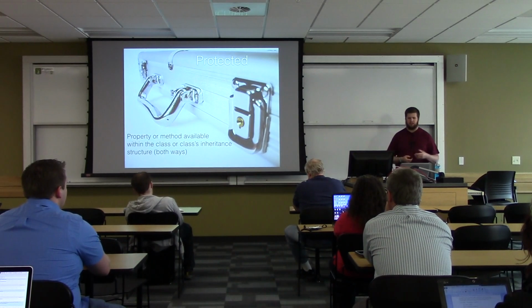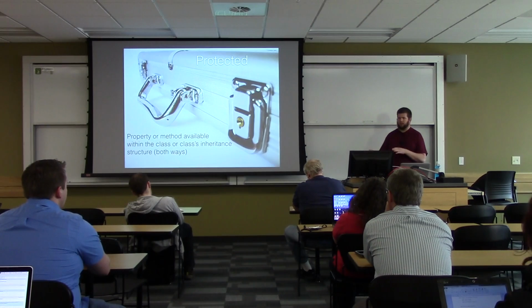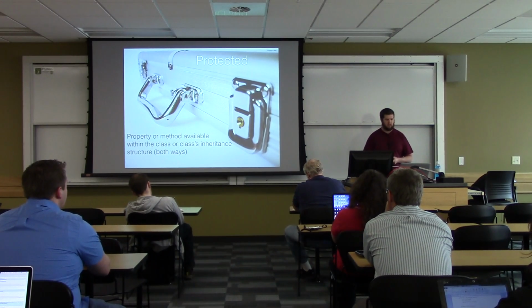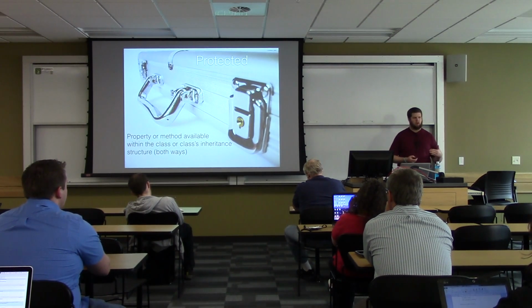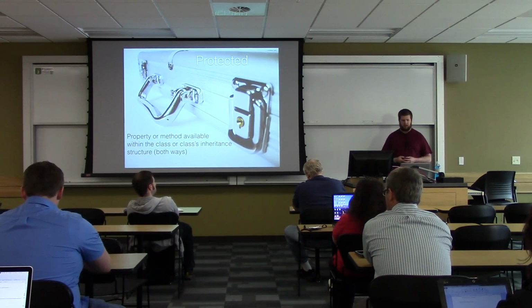And protected means it's a property or a method that's available within the class or within its inheritance structure. And this is another term that I need to define here, but I don't have it till a bit. So we'll get back to what inheritance means. But we're limiting where these methods or properties can be accessed, where they can be called, where they can be changed, where they can be read.